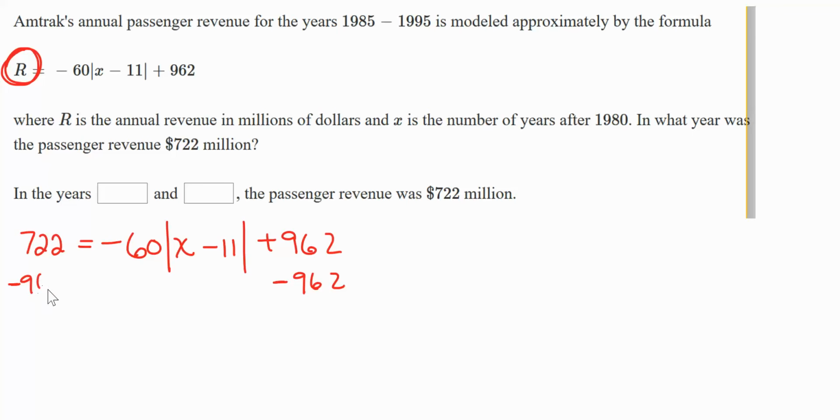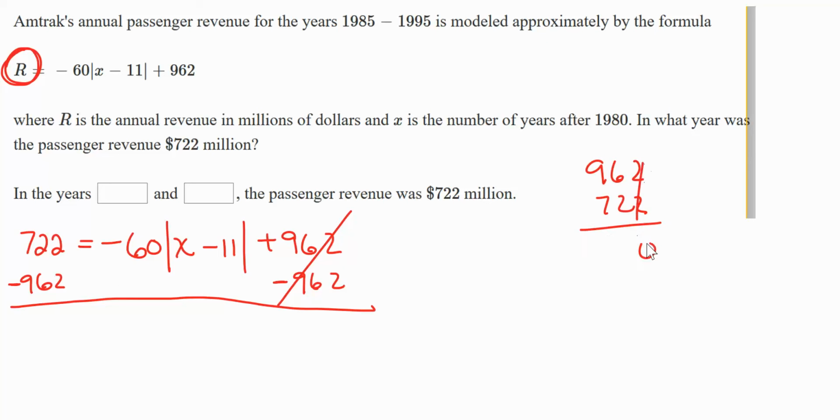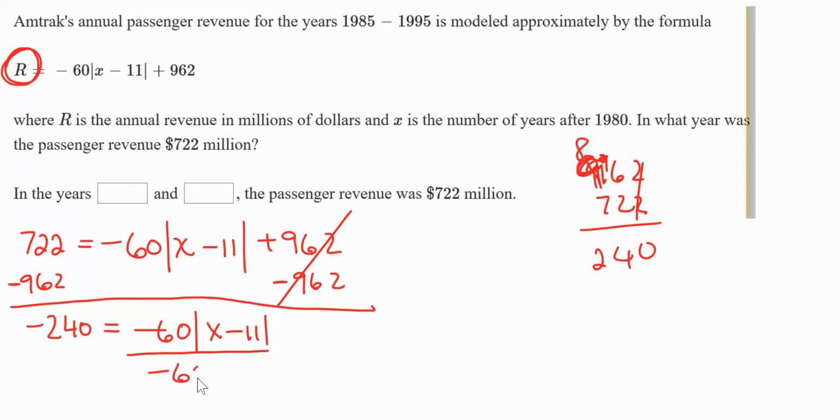So negative 962. Let's see what happens here. That's canceled on this side. So let's see, 962 subtract 722. Those are zeros. Good. Sorry, didn't need to borrow here. 6 minus 2 is a 4. And then 9 originally here, 9 minus 7 is a 2. So a negative 240 is equal to a negative 60 absolute value of X minus 11.